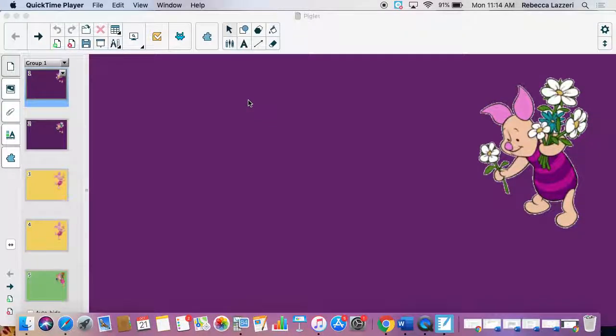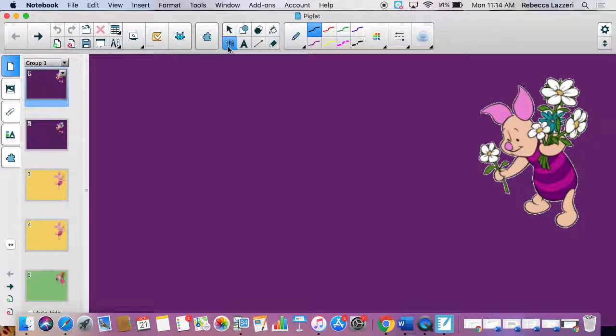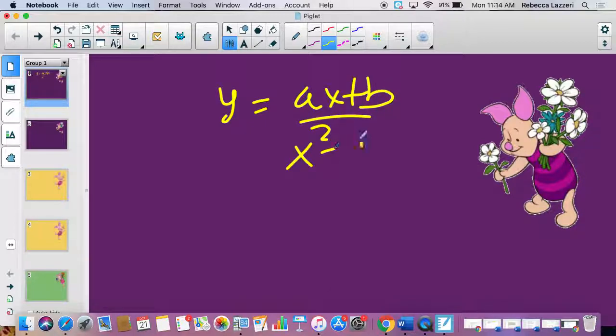So we had y equals, or f of x equals ax plus b over x squared minus c.